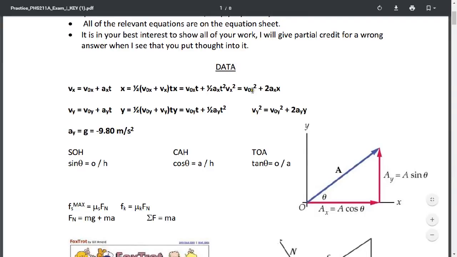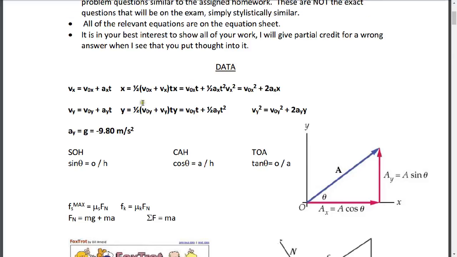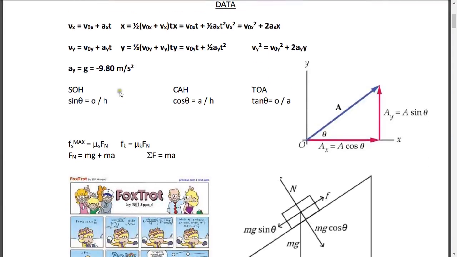We have our equations of kinematics that got jumbled together here on the data sheet. V equals V naught plus AT, X equals 1/2 (V naught plus V) times T, X displacement equals V naught T plus 1/2 AT squared, and then V squared equals V naught squared plus 2AX. That's relevant for both the X and Y axis, and we'll handle them separately for two-dimensional kinematics.